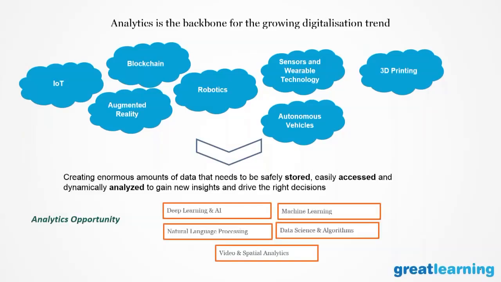And the analytics opportunity here is basically how do you safely store the data that you're getting from these sources? How do you extract the right data set? How do you dynamically analyze it, sometimes on a real-time basis, and then accordingly drive the right insights and decisions? So it's getting that understanding using deep learning, artificial intelligence, machine learning algorithms, natural language processing. So IBM Watson is a perfect example of that. So that's what the future looks like.